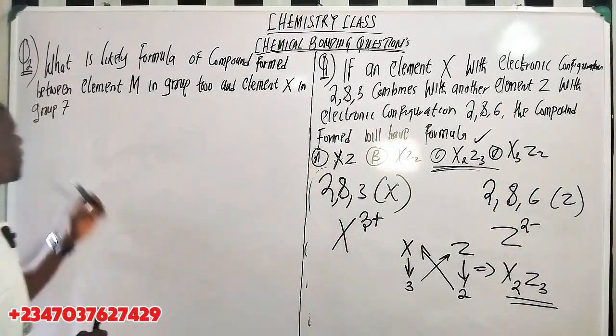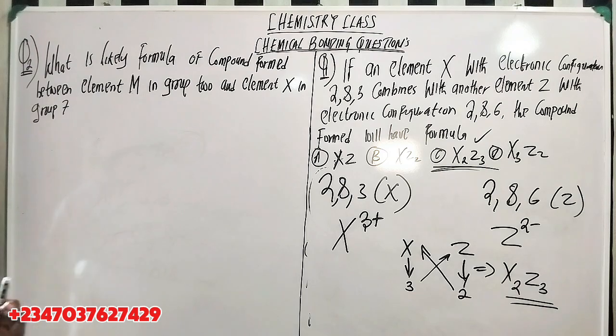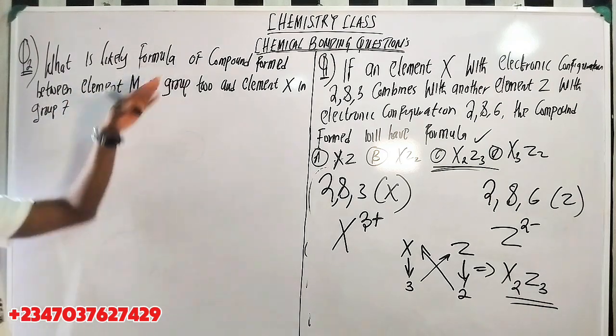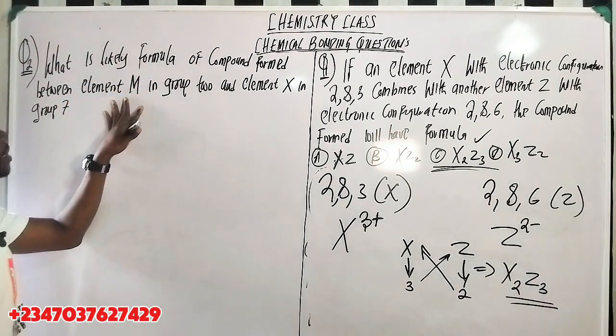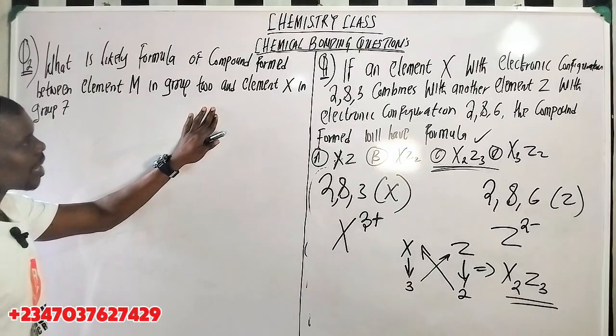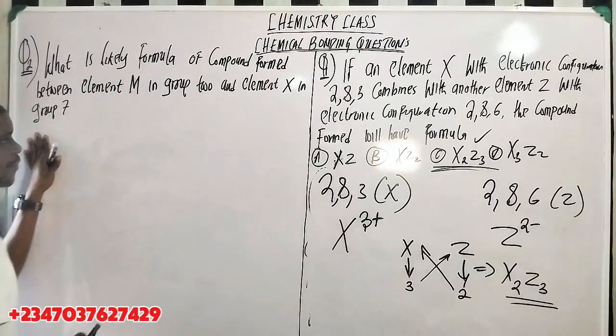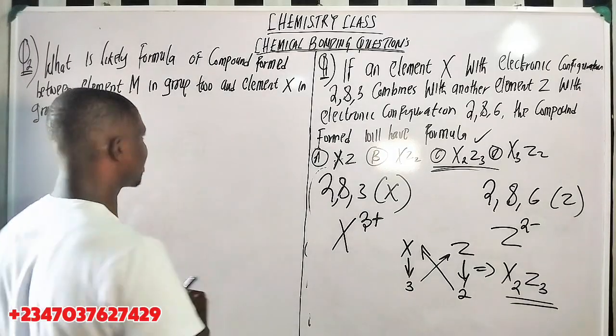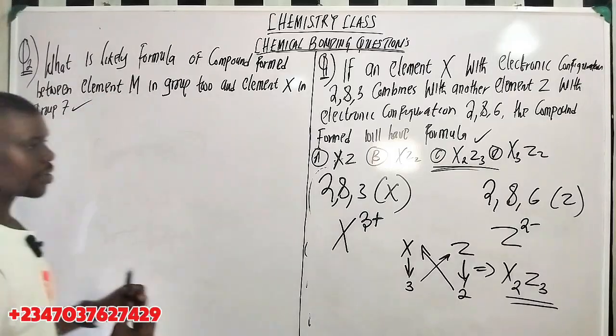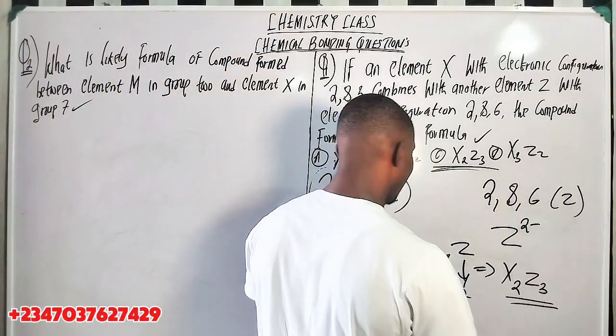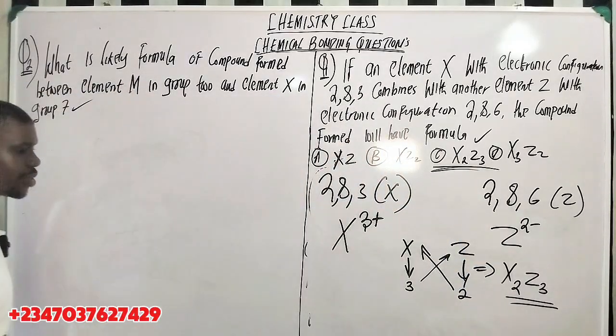So now I will leave this one for you guys. What is the likely formula of the compound formed between element M in group 2 and element S in group 7? You guys will do this one for me. Leave the answer to this one for me. With what I've explained so far, you should be able to work this one out yourself, right?